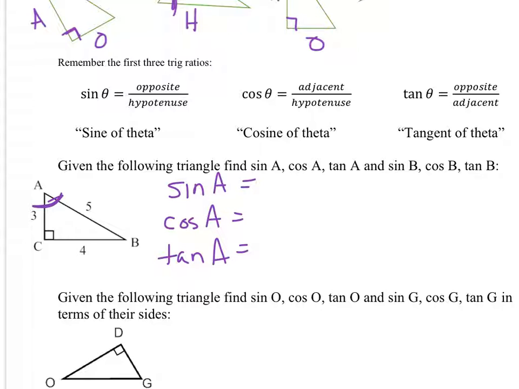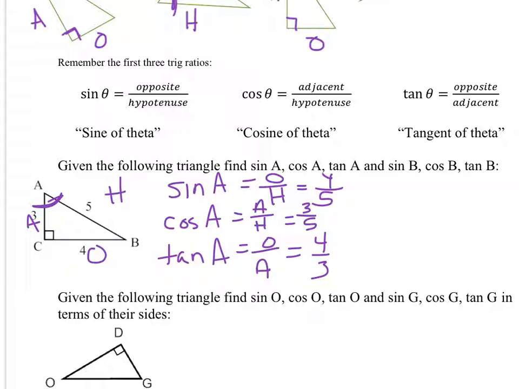So sine of A, well, if we're dealing with A, this is the hypotenuse, this is the opposite, and this is the adjacent. So sine is opposite over hypotenuse. So opposite is 4, and hypotenuse is 5. Cosine is adjacent over hypotenuse, so that is 3 over 5. And tangent is opposite over adjacent, so it's 4 over 3. And I'm getting these numbers from right here. This is A, and that's O, that's H. 5, 3, and 4.